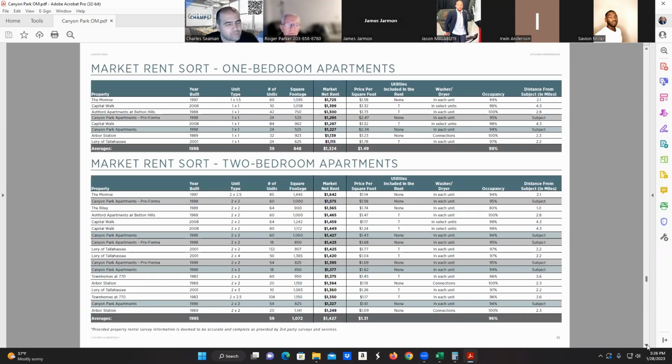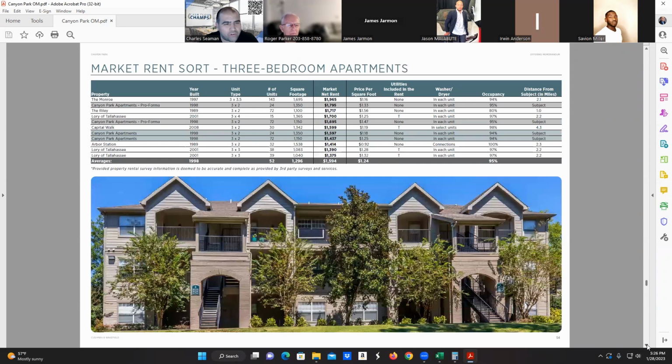Okay, so we get some rent comps, which we'll come back to in a little bit as we look through our numbers, but not just yet.